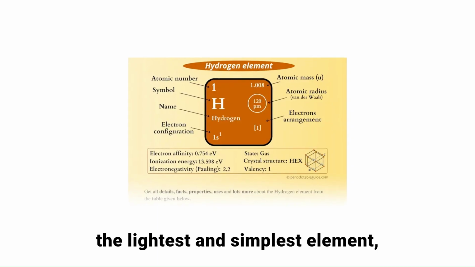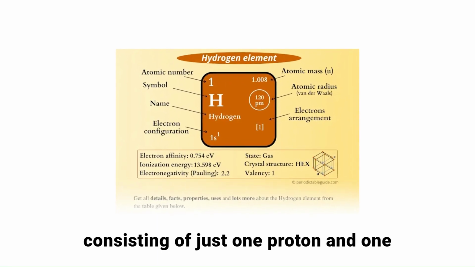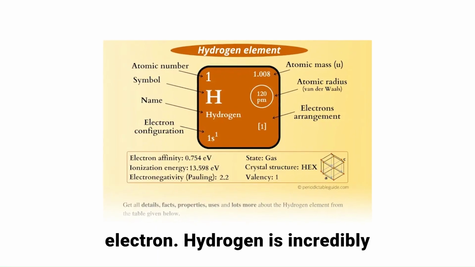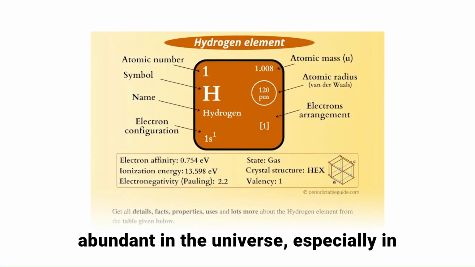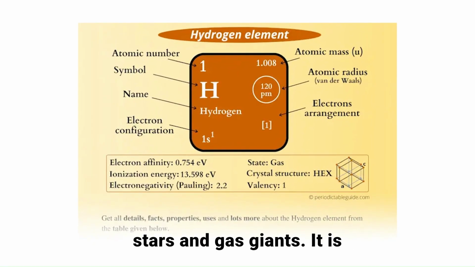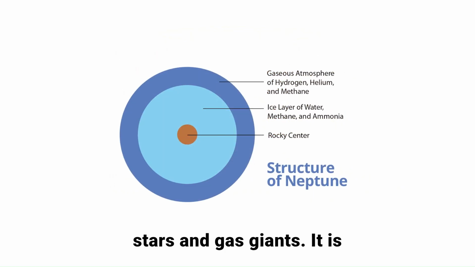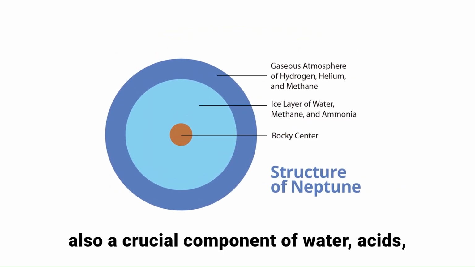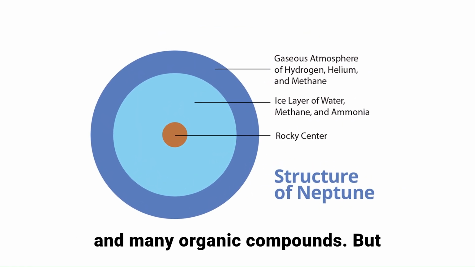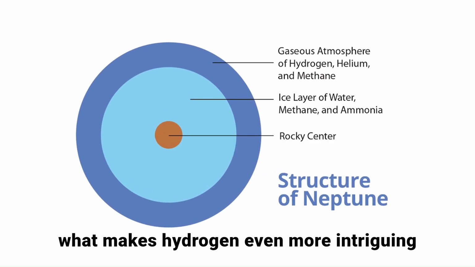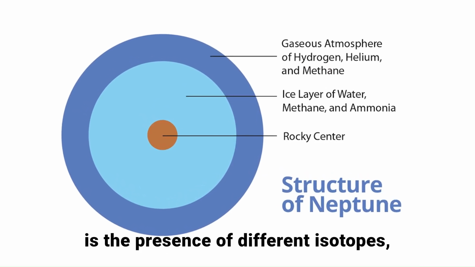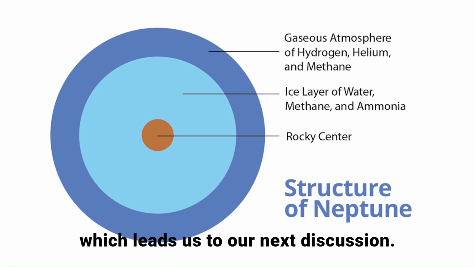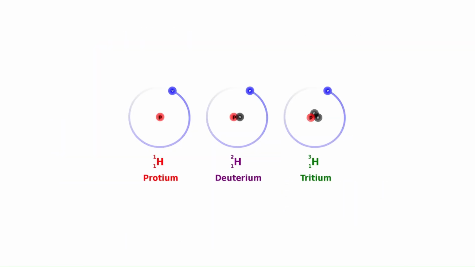It's the lightest and simplest element, consisting of just one proton and one electron. Hydrogen is incredibly abundant in the universe, especially in stars and gas giants. It is also a crucial component of water, acids, and many organic compounds. But what makes hydrogen even more intriguing is the presence of different isotopes, which leads us to our next discussion.